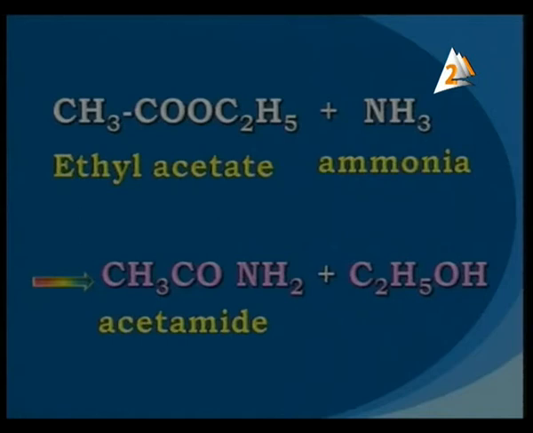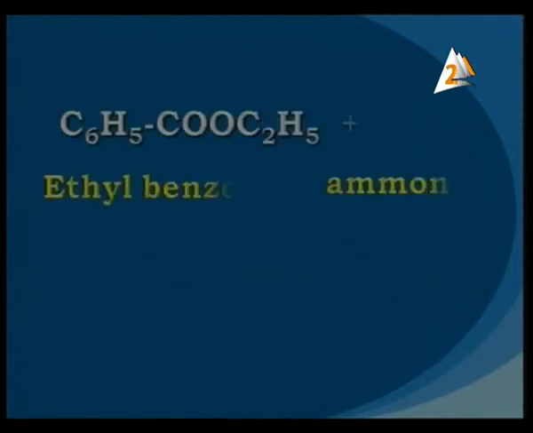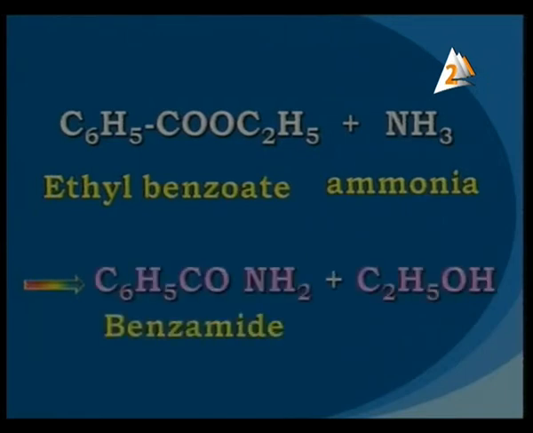Acetamide will be obtained from the ammonia, giving CH3CONH2, and at the same time you have C2H5OH. This is alcohol. Wonderful way to obtain acetamide. For the other one, you have ethyl benzoate, benzene ring, COOC2H5, or it can be written as C6H5COOC2H5, plus ammonia. Do you need heat? No, there is no heat. But what do I have? Benzamide.